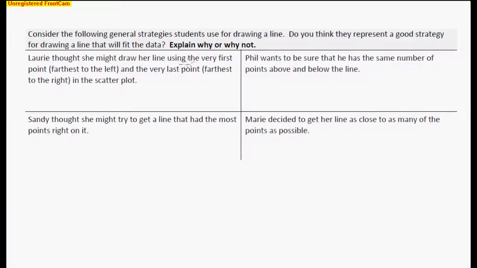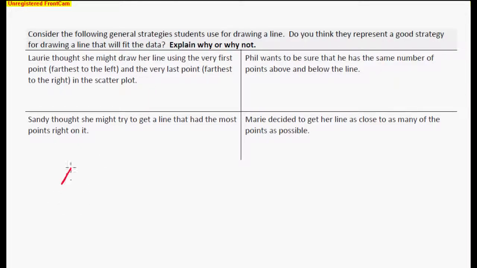It says, consider the following general strategies students use for drawing a line. And what we're saying is a best fit line here. Do you think they represent a good strategy for drawing a line that will fit the data? All right, and it says Lori thought she might draw her line using the very first point, the one that's farthest to the left, and the very last point. All right, is this a good way to draw a best fit line?